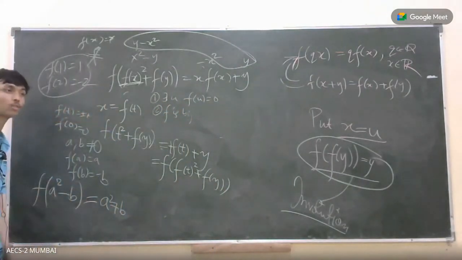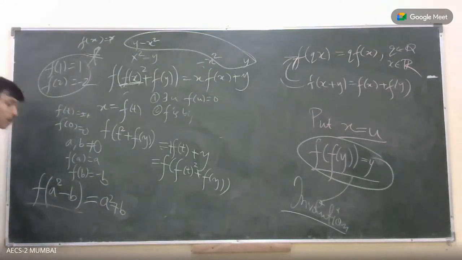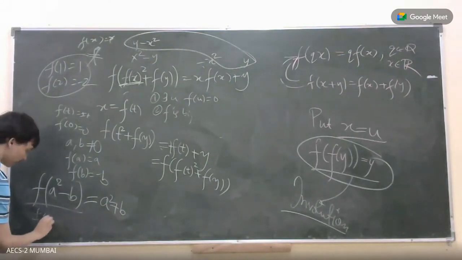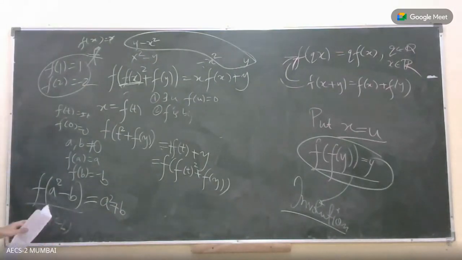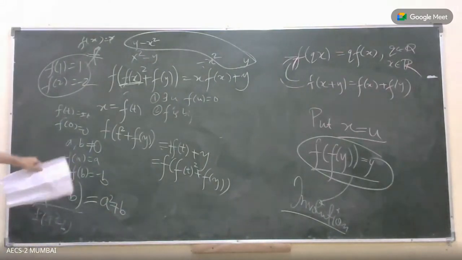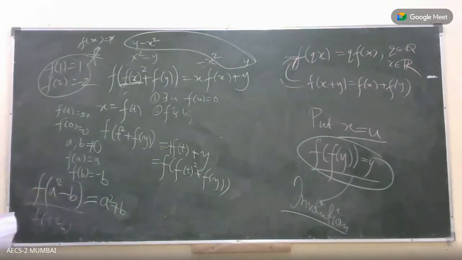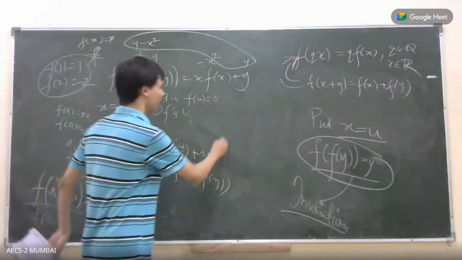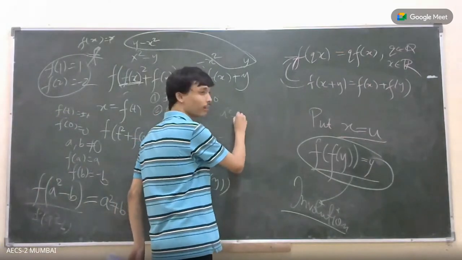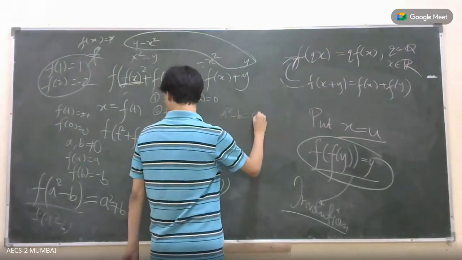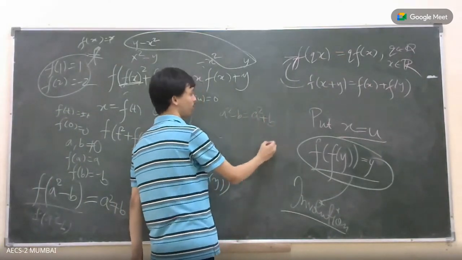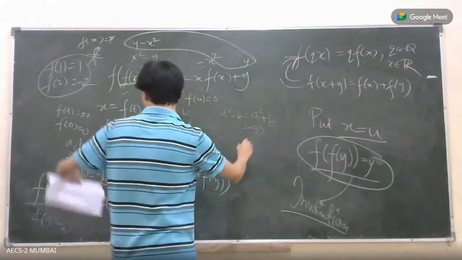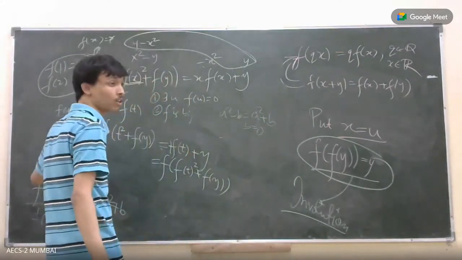So what does this give you? On the other hand, what is f of a square minus b? Plus minus a square minus b, right? It is either a square minus b or minus of a square minus b. So if it is a square minus b, then a square minus b equal to a square plus b, which means b equal to 0. Contradiction, right? We assumed that b was non-zero.